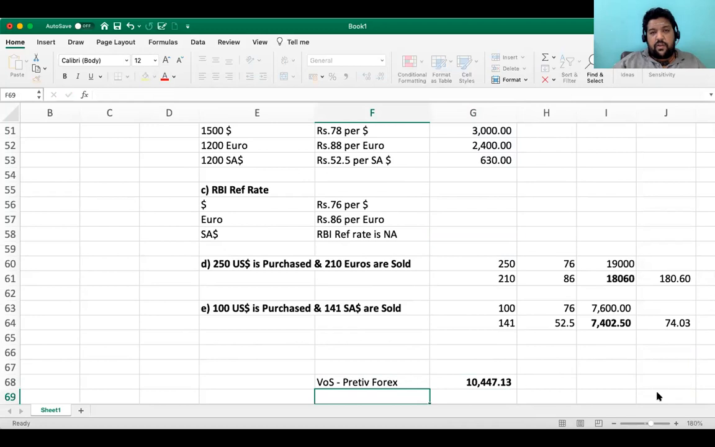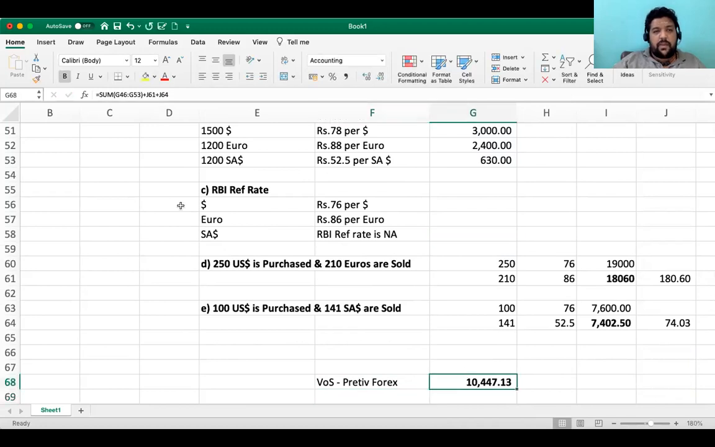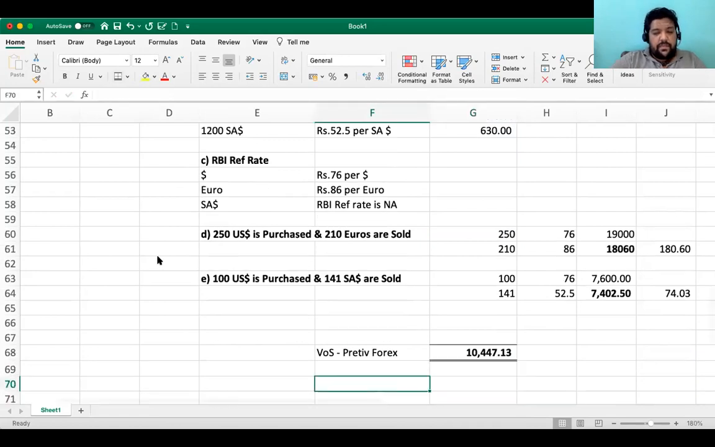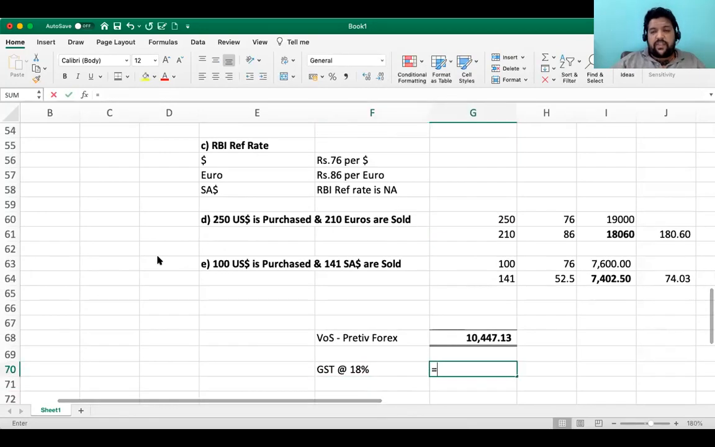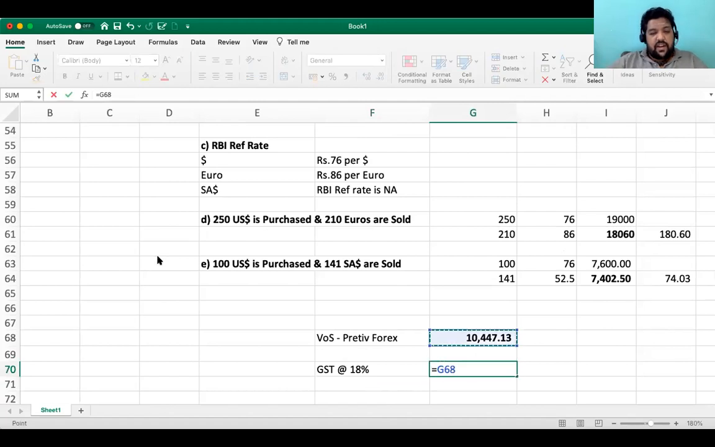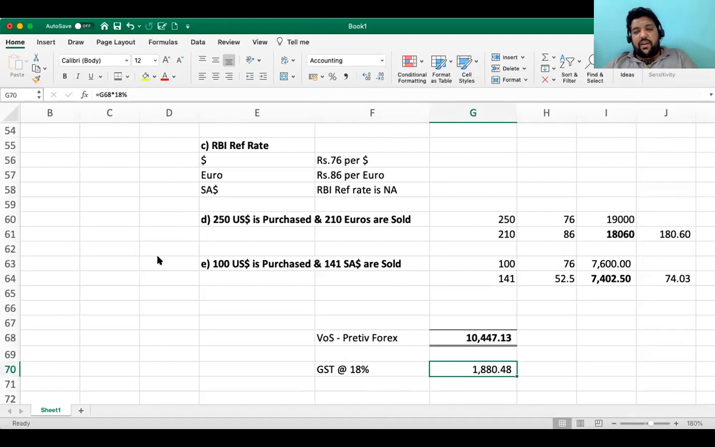Prithvi Forex Limited, total value of supply is this number. On this number, they have to calculate GST at the rate of 18%. GST at 18%, you will calculate. So if the question asks that, calculate; if the question does not ask that, don't calculate it. If the question asks what is the GST payable, calculate. This is your value of supply. This is your GST. Done. Any doubts before we move forward to the next method?